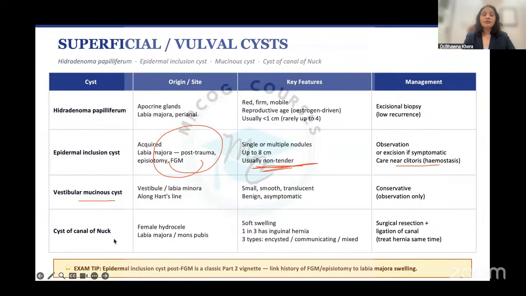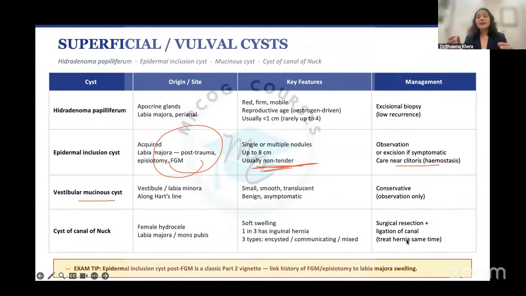Cyst of the canal of Nuck, this is a female hydrocele, which is present around the upper part of the labia majora or the mons pubis. It is, of course, as the name indicates, a cyst. It is soft, swelling, and 1 in 3 has an inguinal hernia. There are 3 types: it could be encysted, communicating, or mixed.